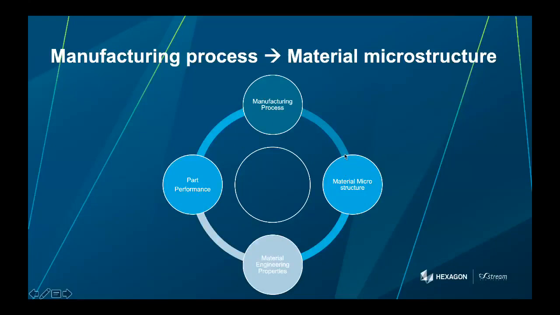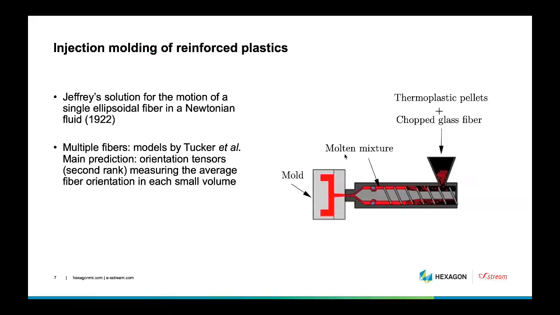In order to illustrate that, during all the talk, I will consider two examples. So the first example is about the injection molding of reinforced plastics. I guess that most of you, if not all of you, are familiar with this topic. So this is a schematic of an injection molding manufacturing process.